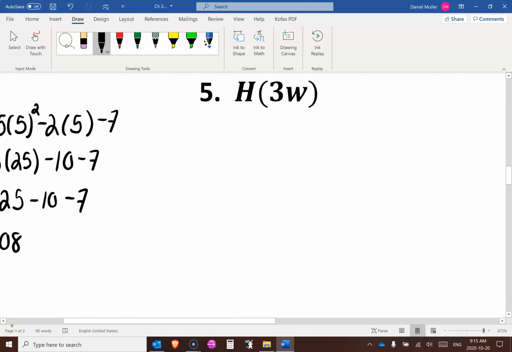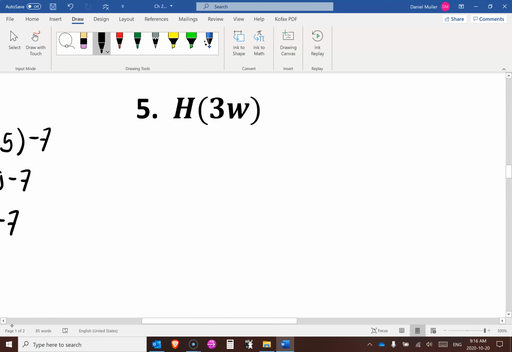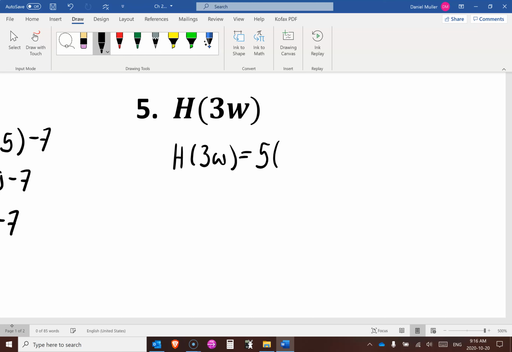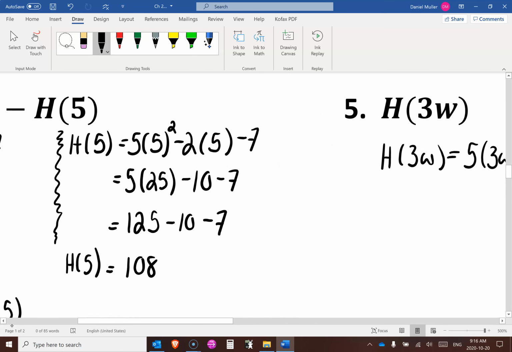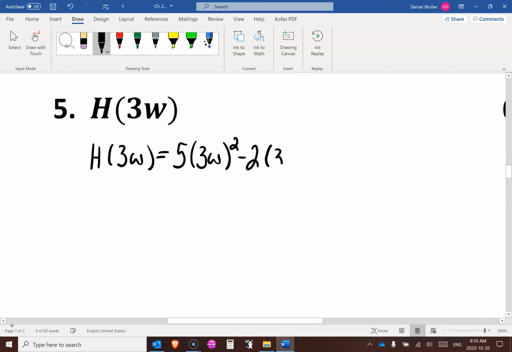Okay, well here's another one of these where we input not a number, but a number and a letter. So h of 3w is equal to 5 times x squared, so 3w squared, minus, I think it's 2 times the input, and my input here is 3w, minus a 7. So 5 times, I'm going to have to square this.